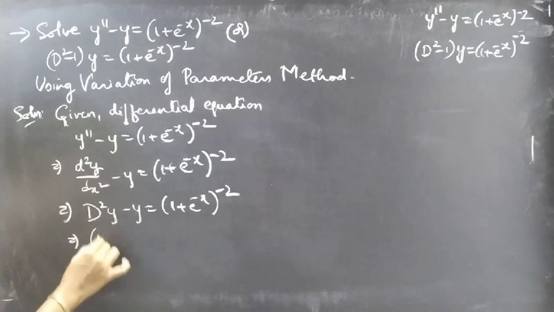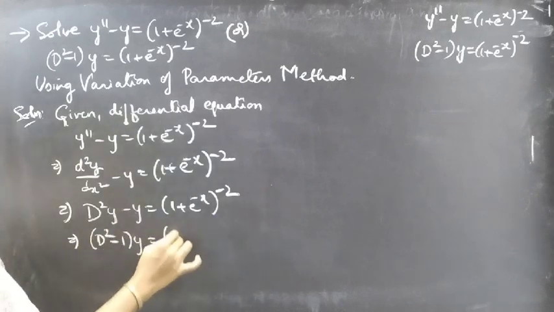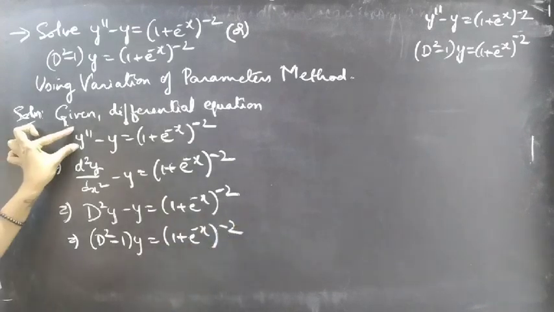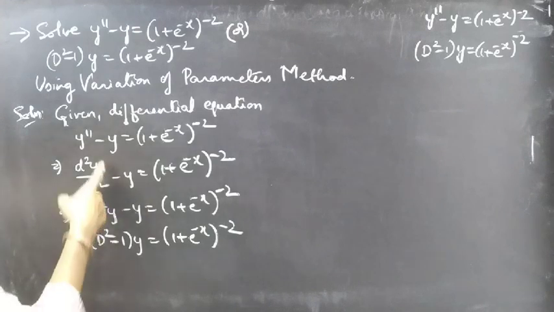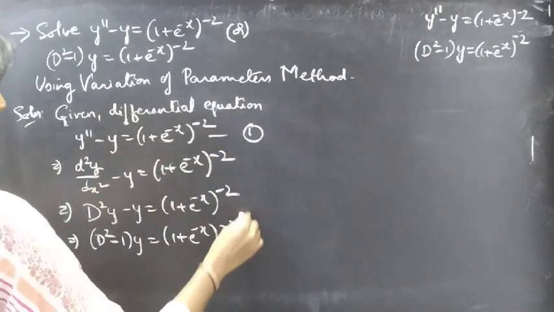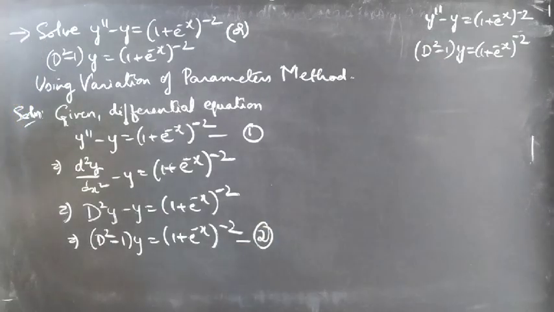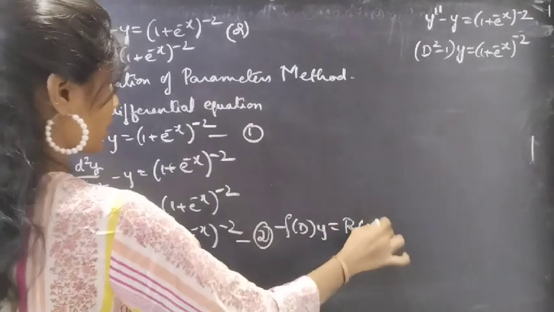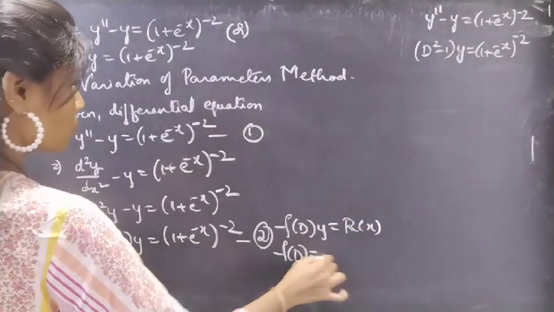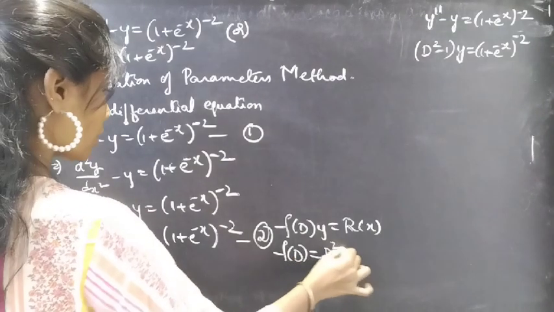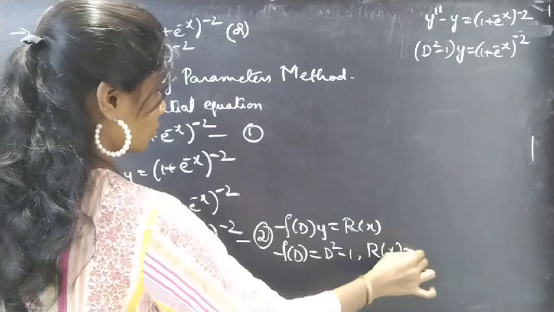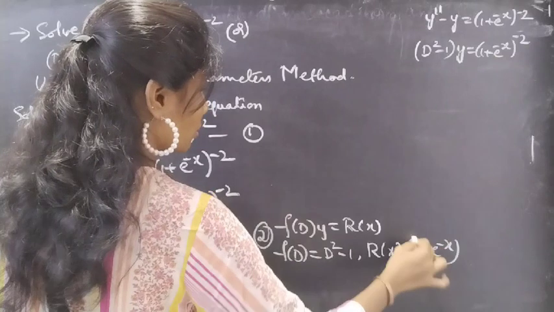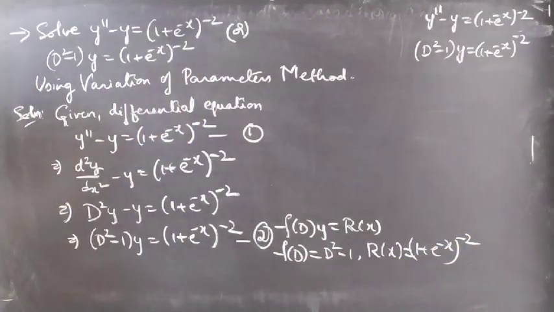Now take y common from these two terms, we'll get (D square minus 1) y equal to 1 plus e power minus x whole square, which is in operator form. So we have written the first equation in operator form. Both the equations are same, right? Consider the first equation as equation 1 and the equation in operator form as equation 2. So f of D into y equal to some function of x, where f of D equal to D square minus 1 and r of x equals 1 plus e power minus x raised to the power minus 2.